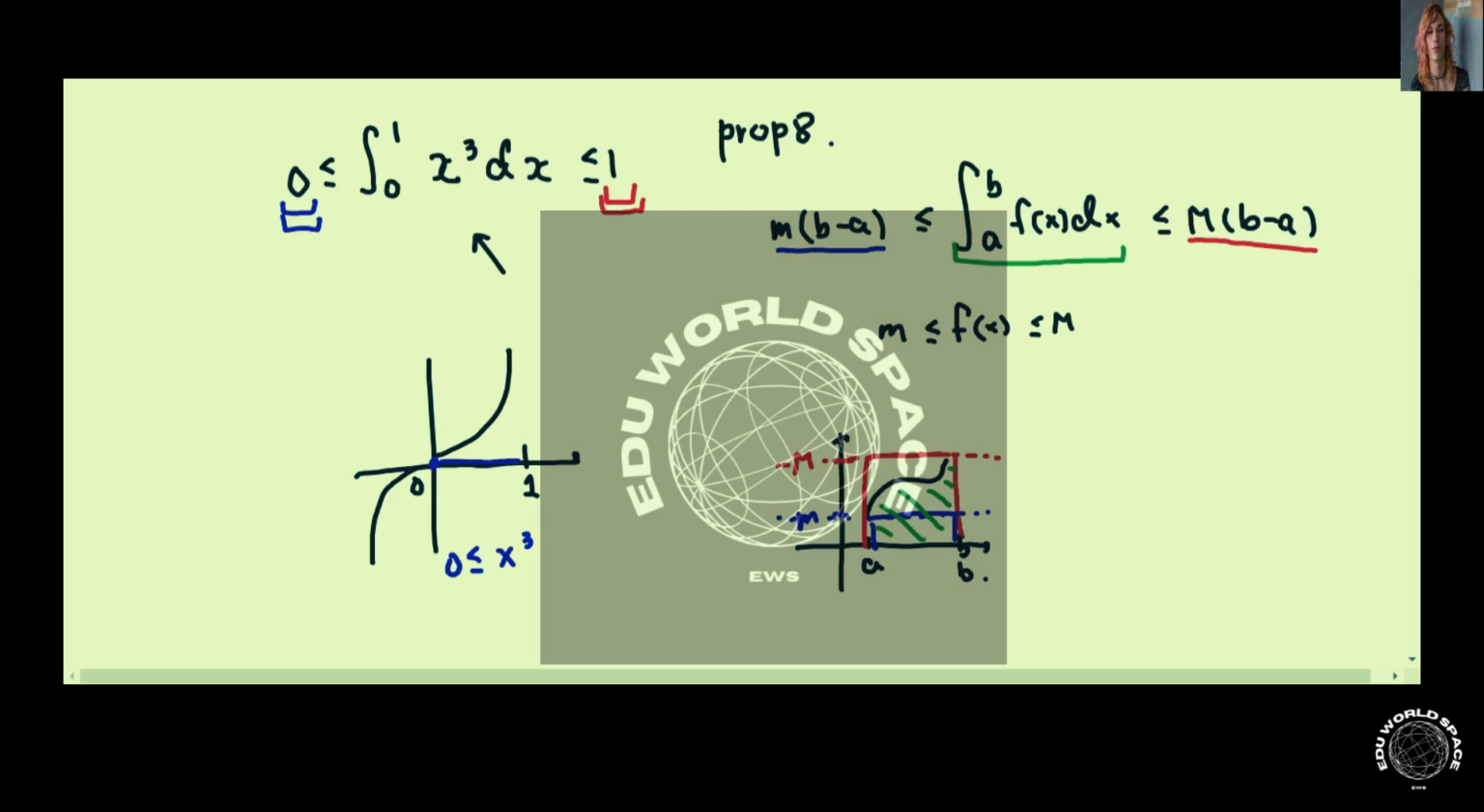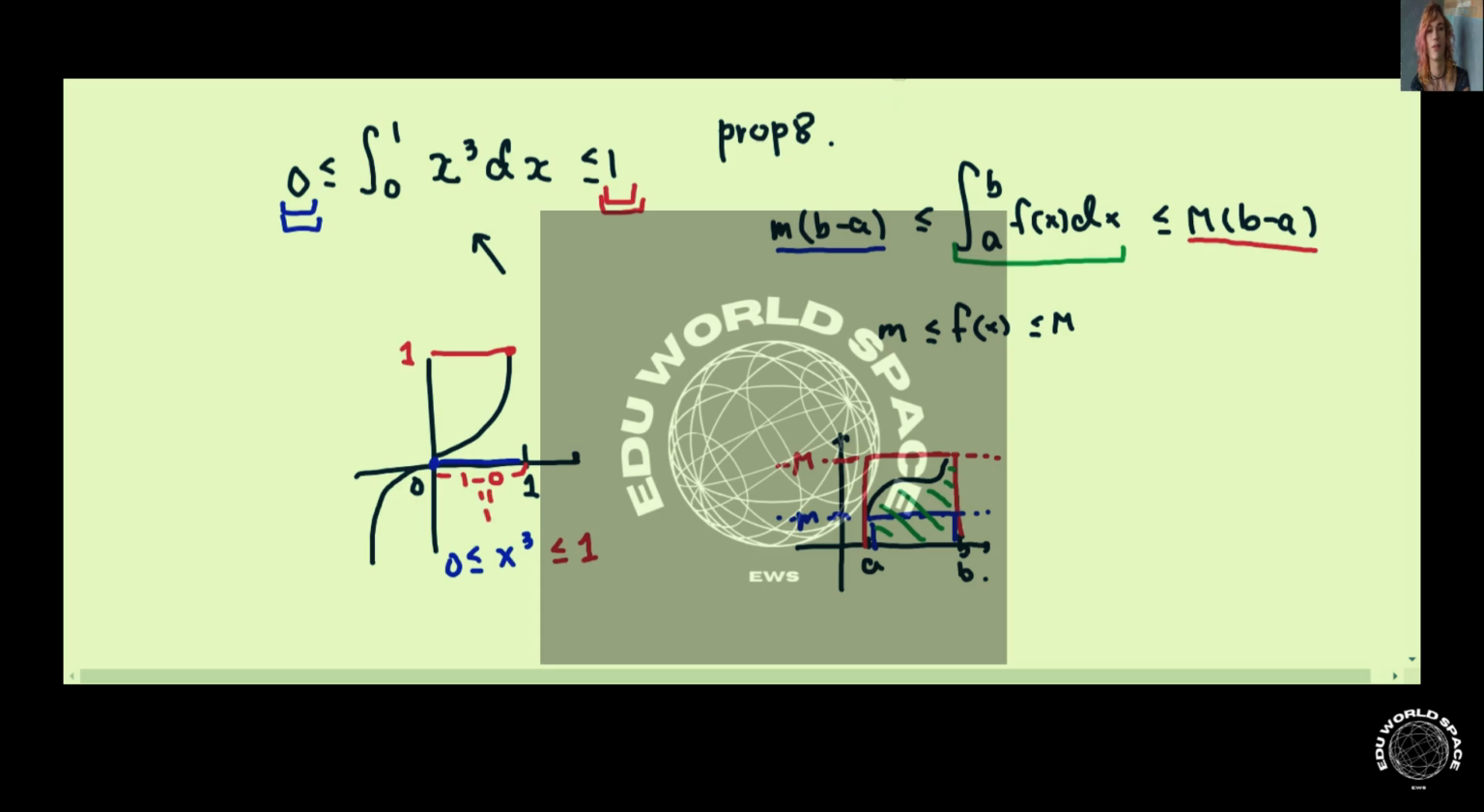Is it less than or equal to 1? Yeah. If I plug in x is equal to 1, the height is 1. So x cubed is less than or equal to 1. So the distance from 0 to 1 is 1 minus 0, which is equal to 1.